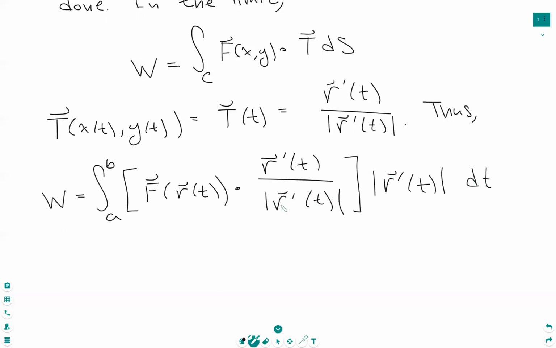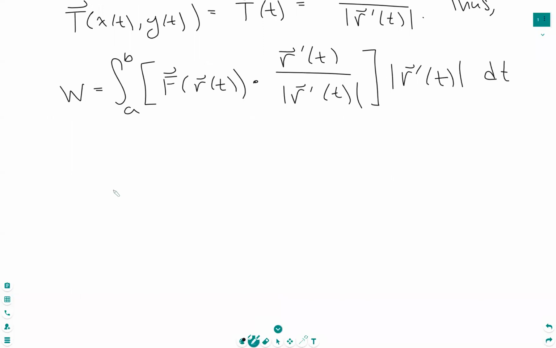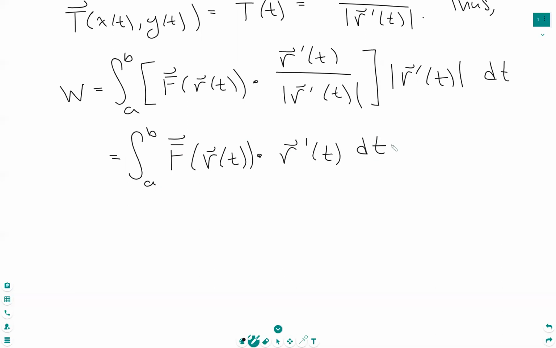Now notice here this denominator is going to be able to cancel with the one out here. So we can write this as the integral from a to b of our vector field function with our parameterization substituted, dotted with r prime of t, dt. So this is just another way to write that.